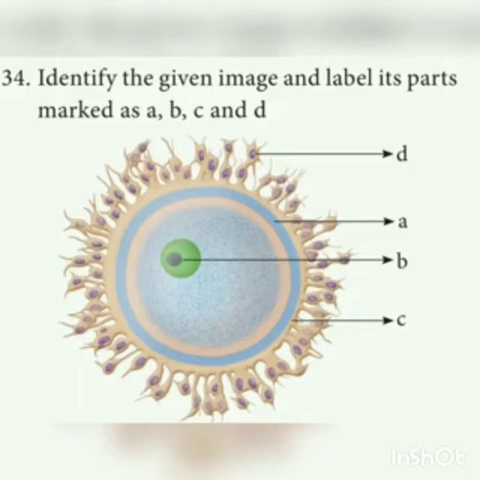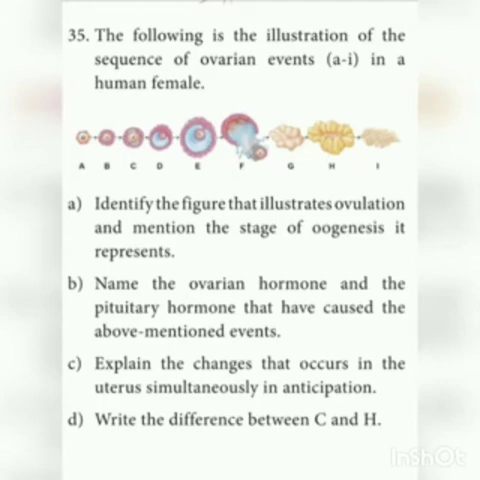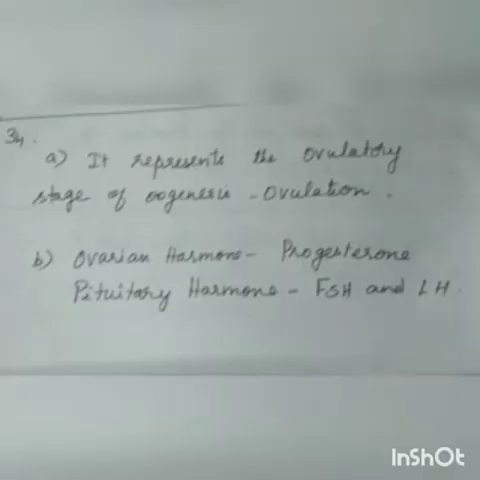Identify the given image and label the parts A, B, C, D. So this is the structure of ovum. We already know that. And next, the following is the illustration of the sequence of ovarian events that take place in the human female. In this diagram, they have given the sequence of events, and they are asking some questions based on it. Identify the figure that illustrates the ovulation. So this represents the ovulatory stage of oogenesis, that is ovulation.